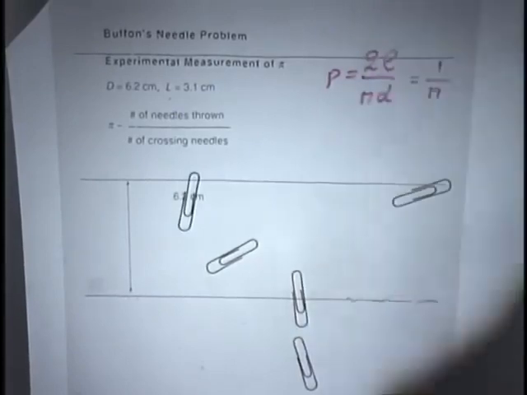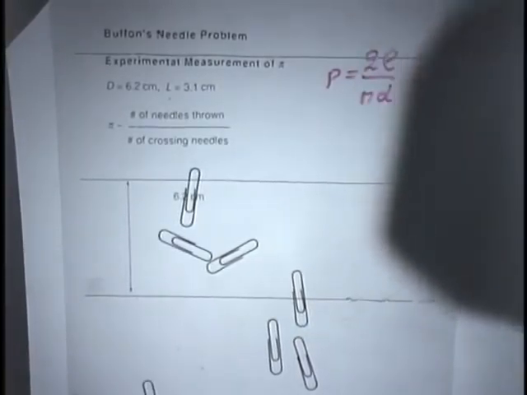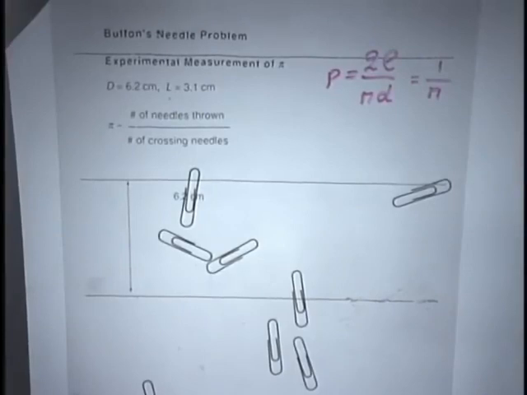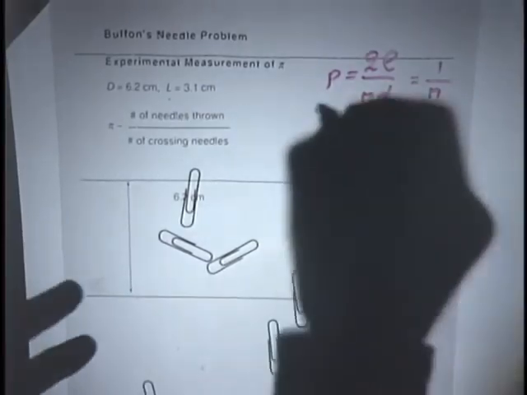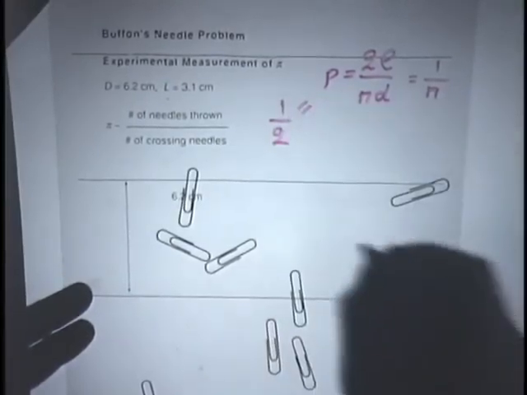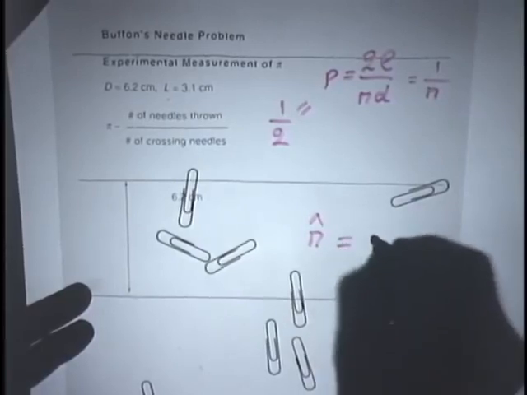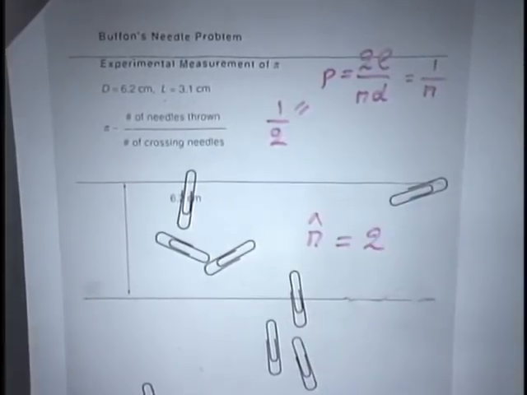Good. Okay, so out of 8 paper clips, we have exactly 4 that intersected the line. So our estimate for the probability of intersecting the line is 1 over 2, which gives us an estimate for the value of pi, which is 2. Well, I mean, within an engineering approximation, we're in the right ballpark, right?